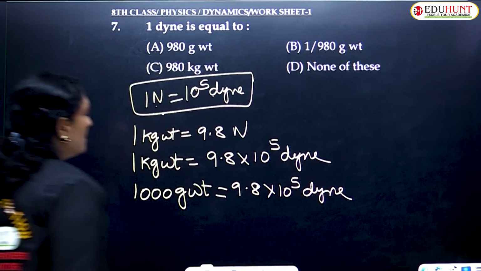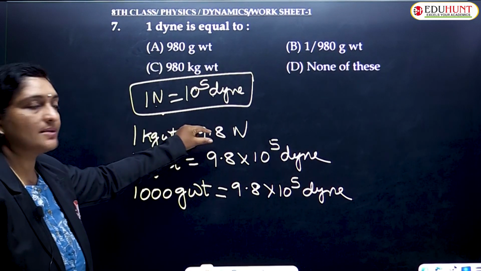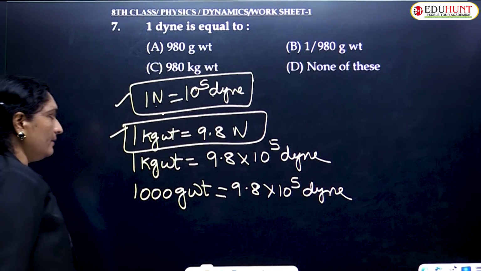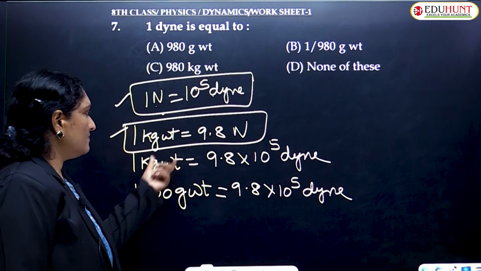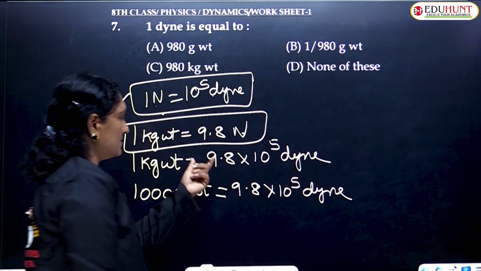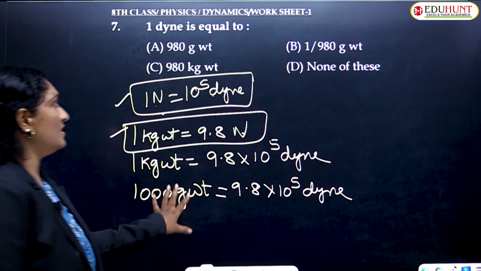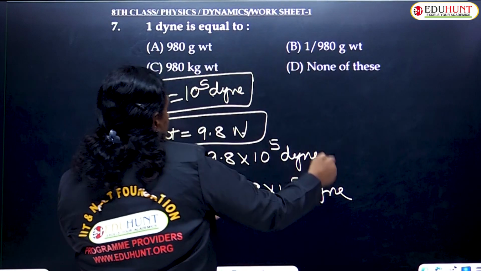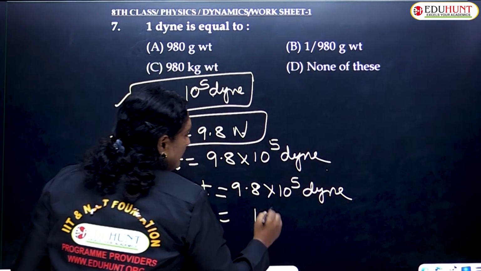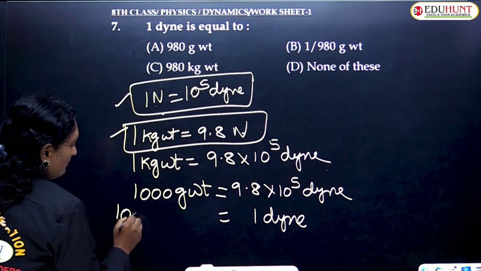Any doubt children? So clearly 1 Newton is 10 power 5 dyne and 1 kg weight is 9.8 Newton. These two cases are known earlier. So 1 kg weight equals 9.8 into, instead of Newton, I wrote 10 power 5 dynes. And instead of kg weight, I wrote 1000 gram weight. Now you got the relation in gram weights as well as dynes. So 1 dyne is how much? Bring this numerical value to the other side. How much will it be?